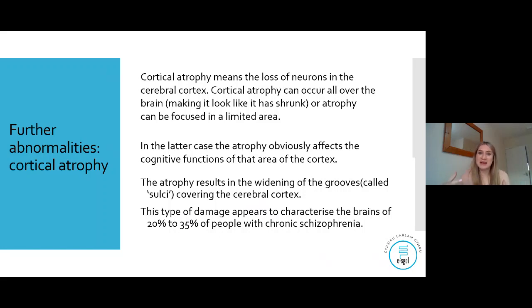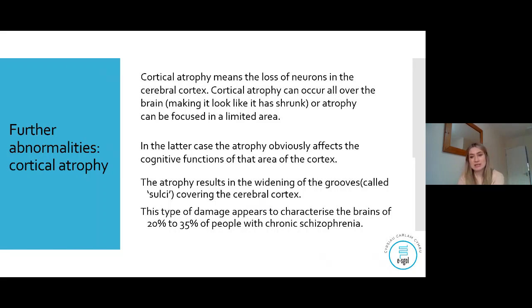And then you would have a brain scan, and maybe they would show that you have a loss of neurons in your cortex. So with this loss of neurons in the cortex, the atrophy results in the widening of the grooves covering the cerebral cortex. So we've got lots of squiggly lines when you see them on a picture, but they are called sulci. And what happens is when your neurons decay or you lose them, the sulci in your brain get wider, almost to try and compensate for the fact that you're actually losing mass in your brain.